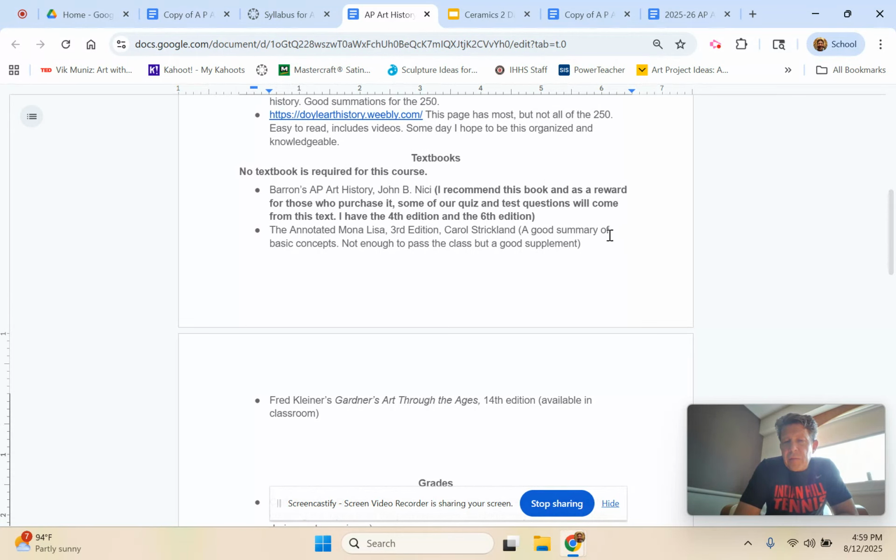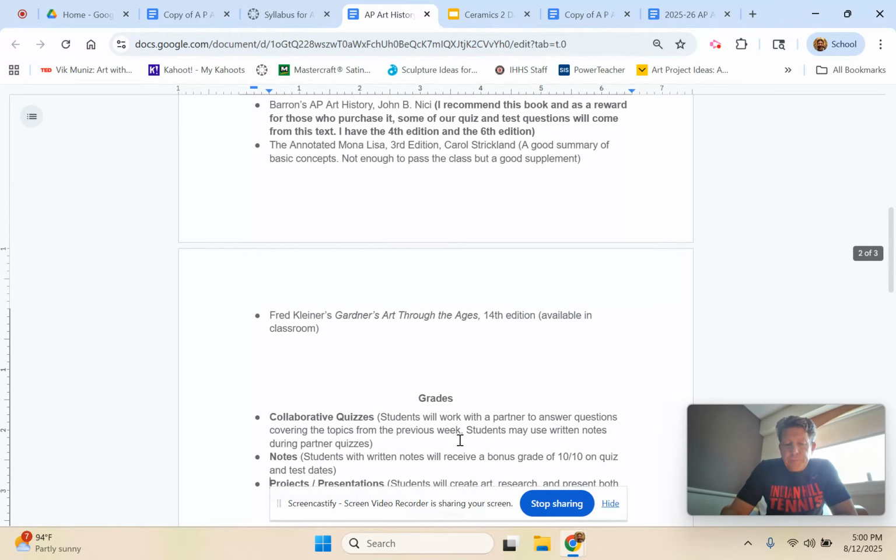It's a good summary of big ideas. It's not enough for you to be able to pass the test at the end of the year. However, it is a good way to get a grasp on the differences between different movements, especially in Western art. Fred Kleiner's Gardner's Art Through the Ages is also available in the classroom. It is extensive. It is the college text that most art history majors used in college. And we'll have that for you to look at as well.